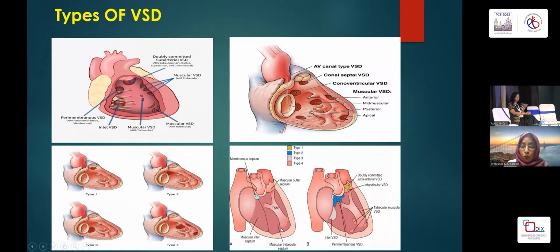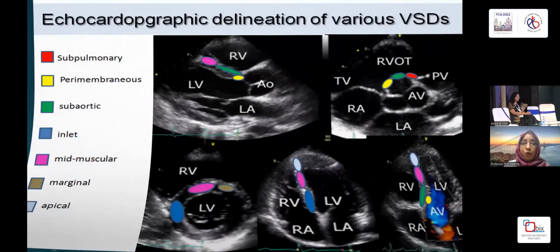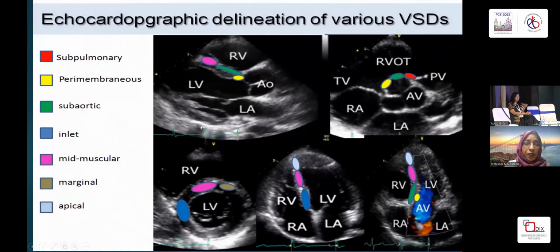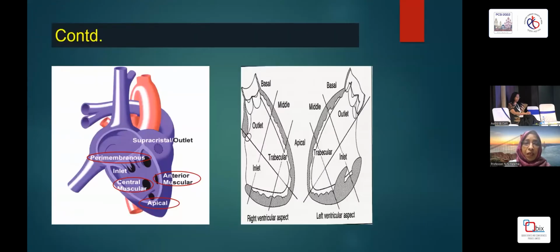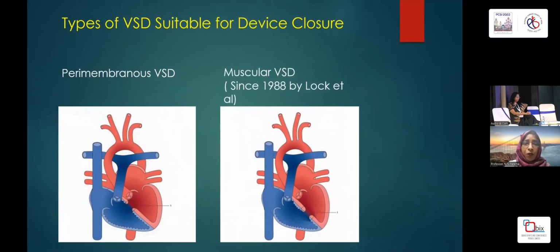This is also the type of VSD to understand. The first one is the doubly committed type, and then the perimembranous. Our topic today is how to device close these two types of VSD. So why are we talking about these types?